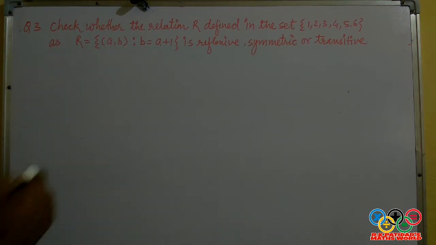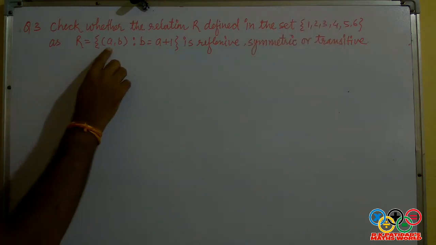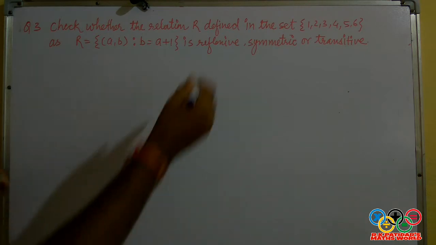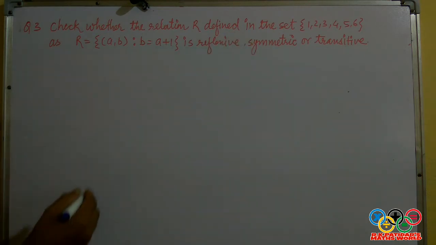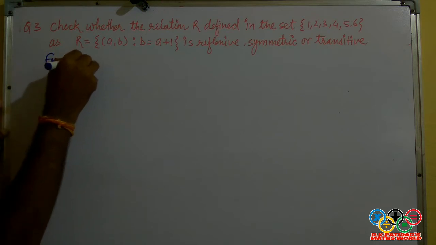Question number 3. Check whether the relation defined on this set, B is equal to A plus 1, is reflexive, symmetric and transitive. तो सबसे पहले हम रिफ्लेक्सिव के लिए चेक कर लेते हैं.